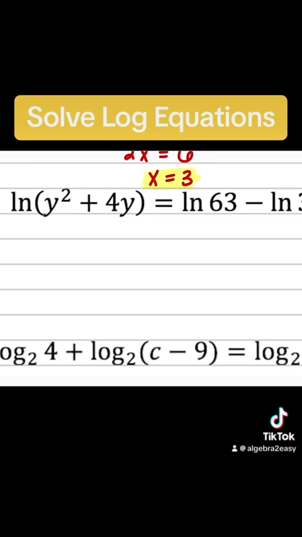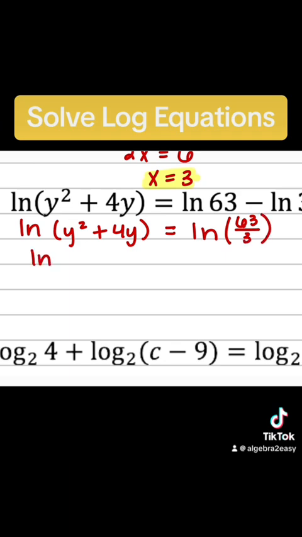So notice that you have one log on the left side, but 2 on the right side. So let's condense that right side to 1. I'm going to write down the natural log of y squared plus 4y is equal to, remember, with our rules and our properties, we know that subtraction and division go together. So it's going to be 63 divided by 3. If I simplify that, it's the natural log of y squared plus 4y is equal to the natural log of 21.